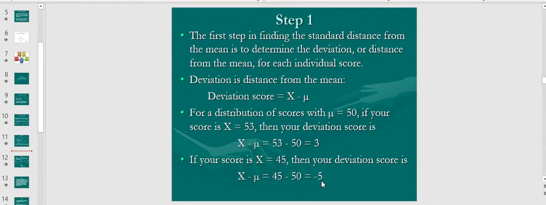Notice that there are two parts of the deviation score: the sign, which can be positive or negative, and the number. The sign tells the direction from the mean, that is, whether the score is located above or below the mean. The number gives the actual distance from the mean. For example, a deviation score of minus 6 corresponds to a score that is below the mean by a distance of 6 points.